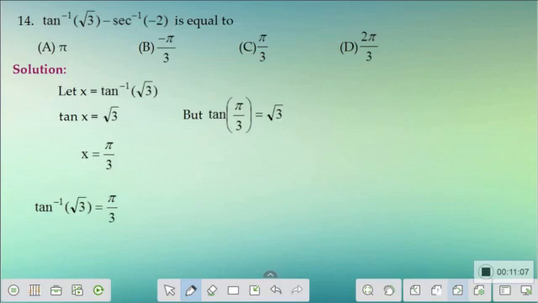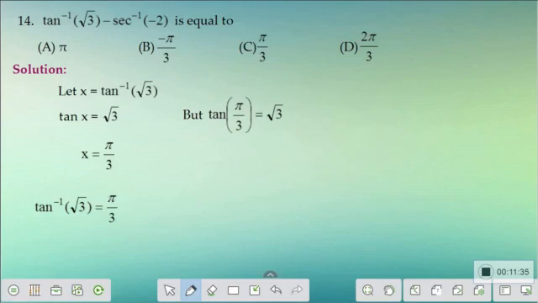That is, we have the 14th problem of the exercise here, which is tan inverse of root 3 minus secant inverse of minus 2 is equal to, and you have 4 options here. One is pi, another one is minus pi by 3, third one is pi by 3, and the last one is 2 pi by 3. So this is a multiple choice question where we need to find its value. Though it is a multiple choice question, we need to work out and understand what the solution is.